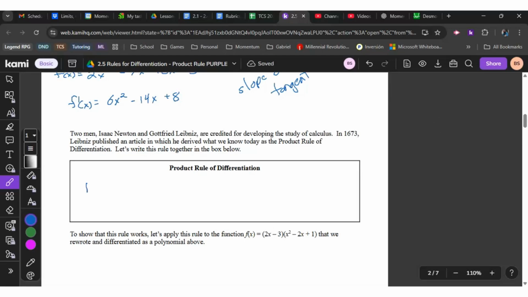All right. So if we have h of x is equal to f of x times g of x, meaning it's just two things multiplied together. I'm just giving you the definition of what it is. Then when we take the derivative of h of x, what we're going to do is take the derivative of the first times the second plus the first times the derivative of the second.